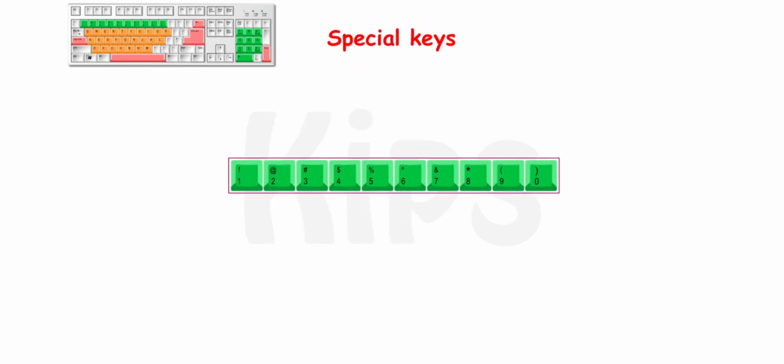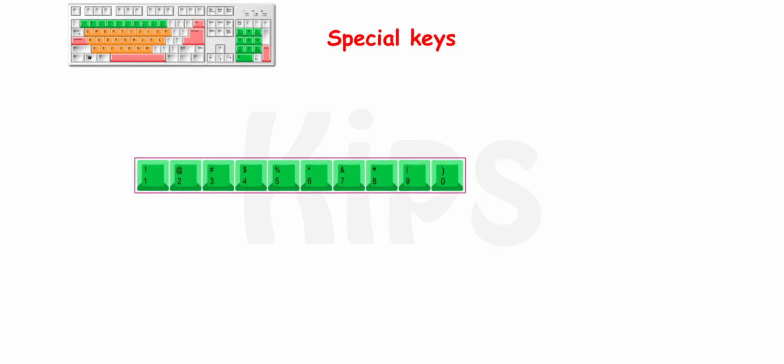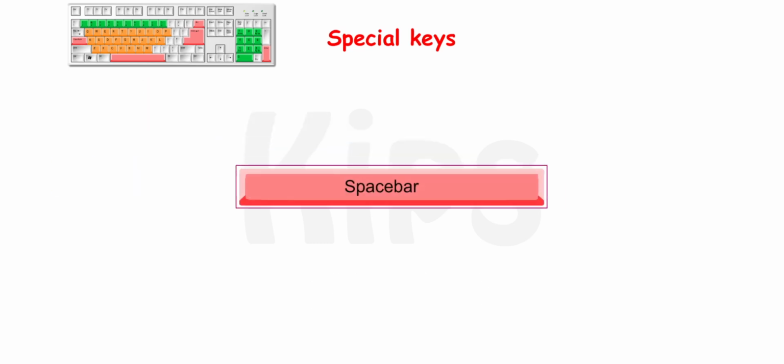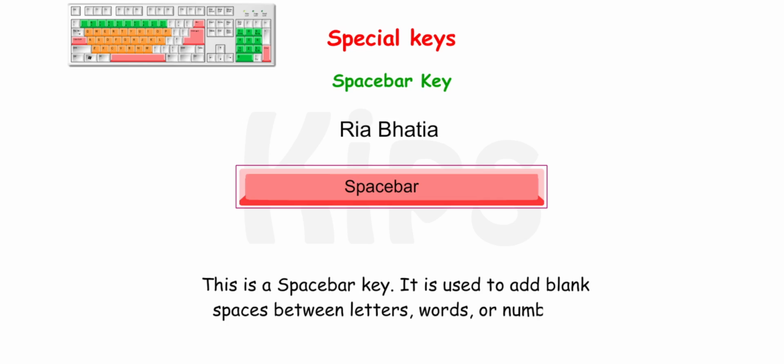Special keys. Let us learn about some special keys which are commonly used. Look at the longest key on the keyboard. Yes, this is a spacebar key. It is used to add blank spaces between words, letters, or numbers.